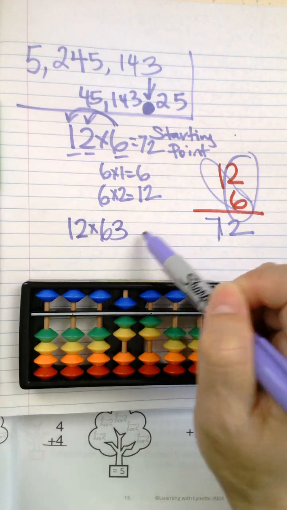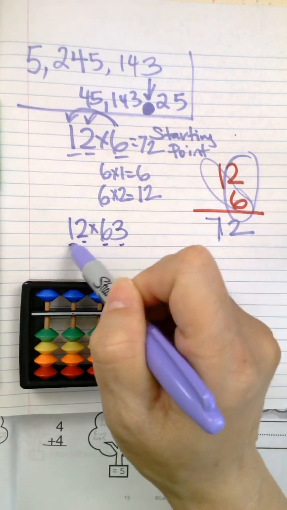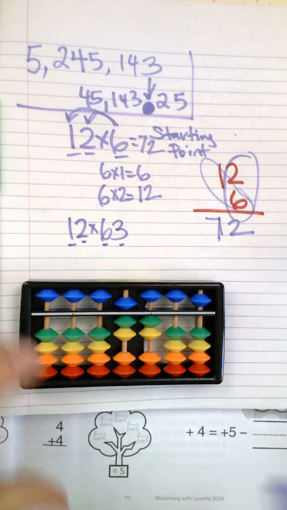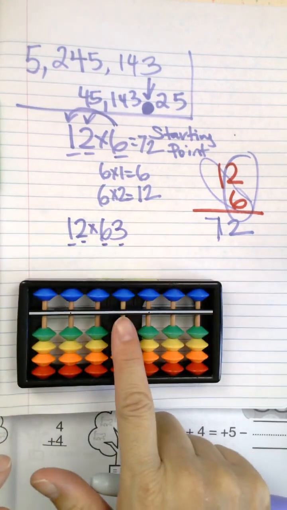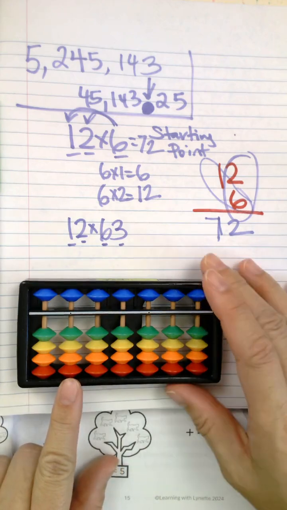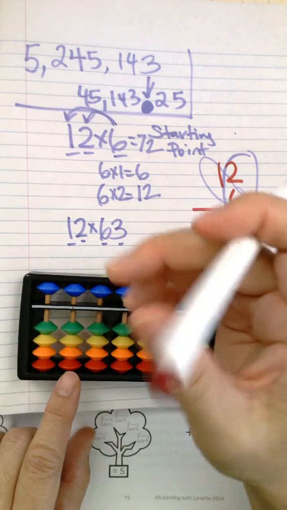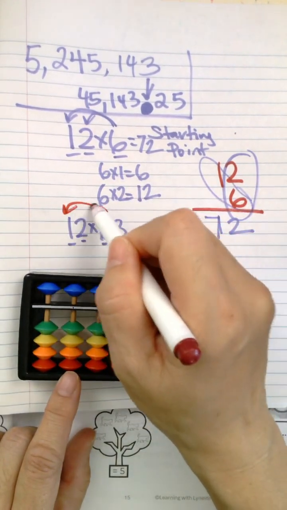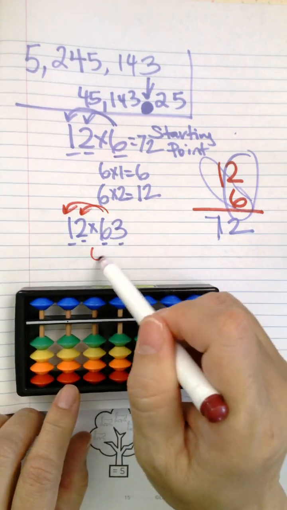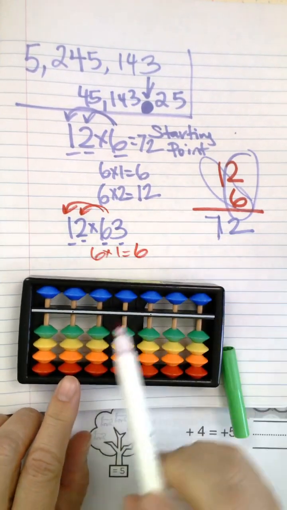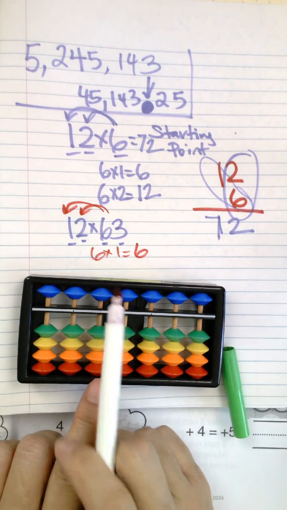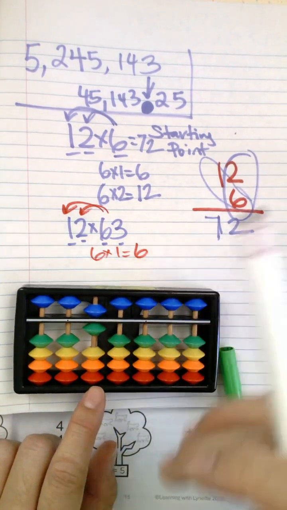We have to count our starting point. 1, 2, 3, 4. We're going to do the same thing. We're going to start in our thousands. 6 times 1 is equal to 6. 6 is a single digit, so I go back one column. Now I add my 6. We're just doing the same thing.